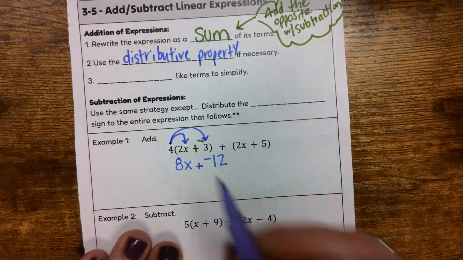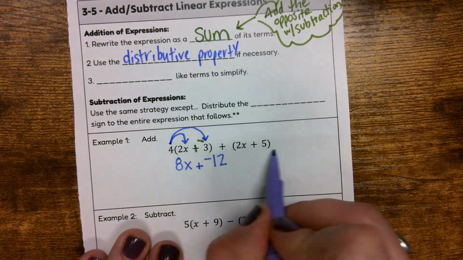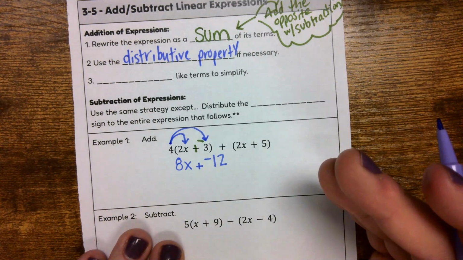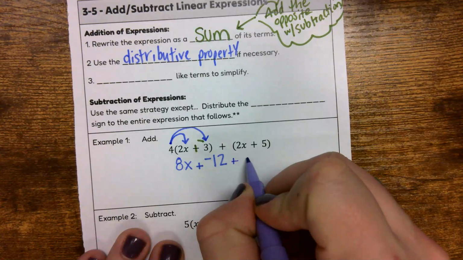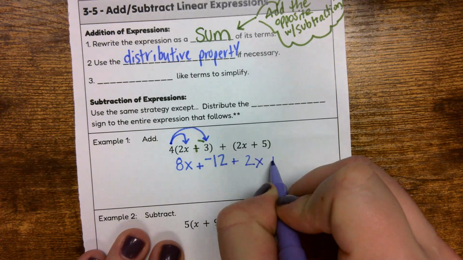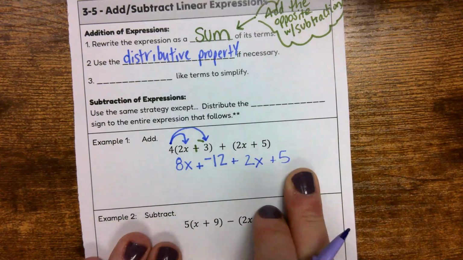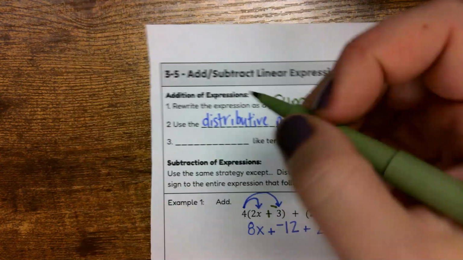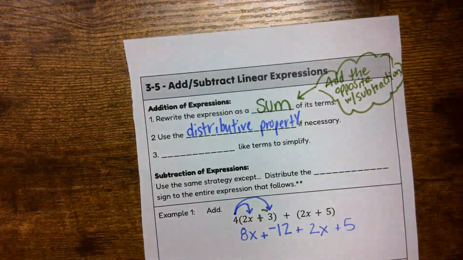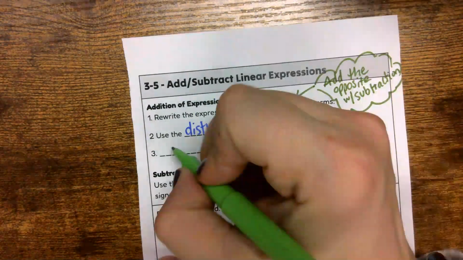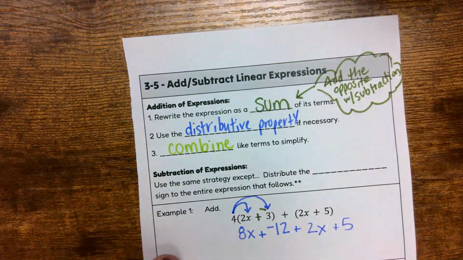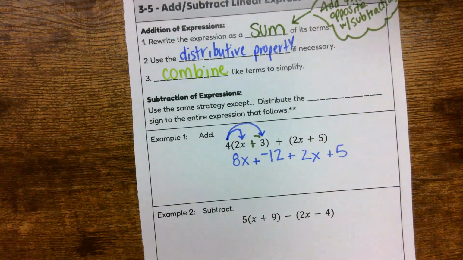Okay, so I did the distributive property. I'm looking over here and there's not a number out front, so I don't have to do the distributive property. So I can just bring down my 2x plus 5, and now I have an expression with all the terms in it, and I will begin to combine like terms to simplify.